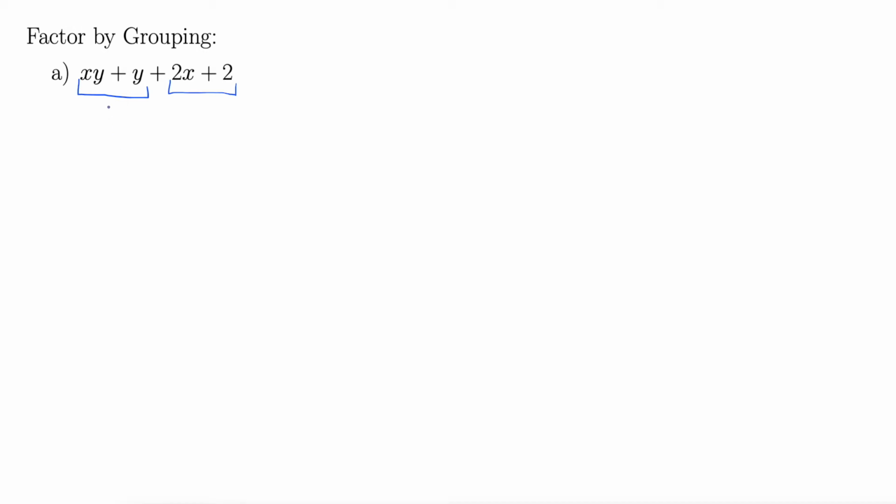And out of each of these groups, you factor the GCF out of each one. So factor the GCF out of each group. We call those little things groups. Okay, so what do you think? Here we have xy plus y. Ask yourself, what's the GCF there? I'm thinking the GCF is y.